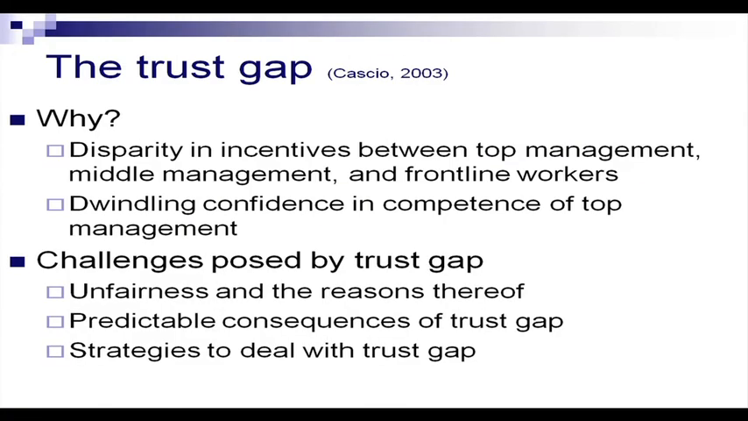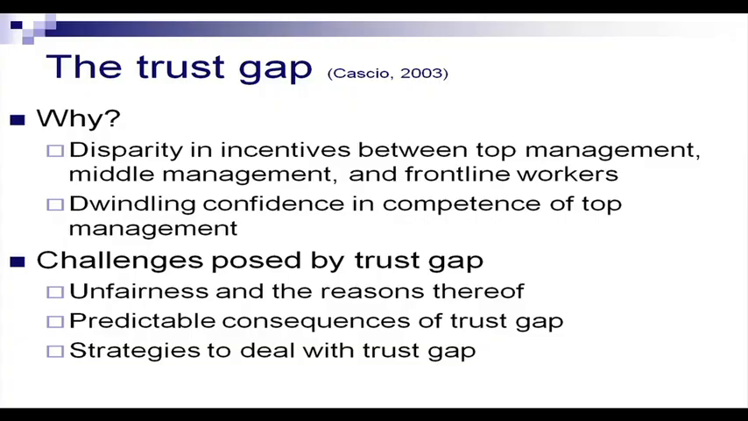And pay and incentive systems: we have a trust gap. When we talk about pay and incentive systems, the trust gap occurs as a result of disparity in the incentives between top management, middle management and frontline workers, and dwindling confidence in top management. So there is an element of mistrust. Some challenges posed by the trust gap are: one, employees feel that they may be treated unfairly. There are predictable consequences of the trust gap, and there are strategies to deal with the trust gap. So these are some of the challenges.